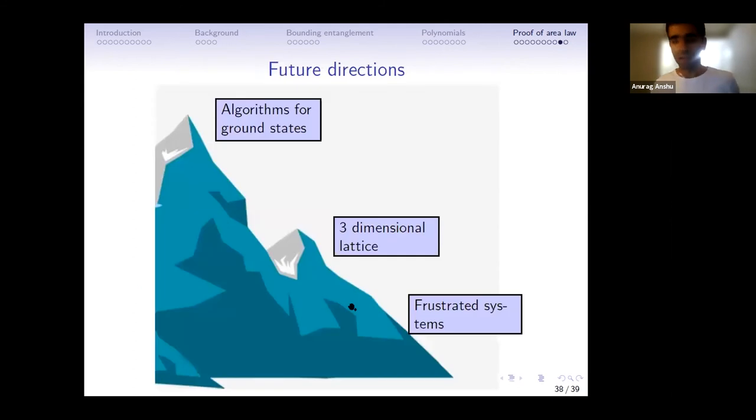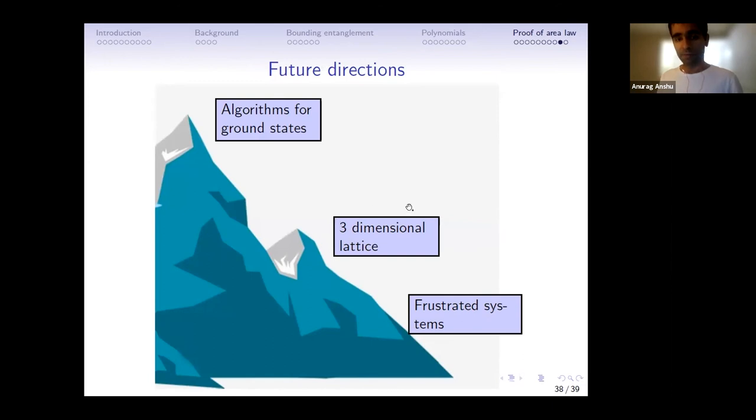So with this, I'm at the end of the talk fairly early. So a couple of questions for future direction. First, I guess the most important question is to remove the frustrated systems, which would really require us to, in fact, remove this local gap assumption that we had in our proof. Then there's a hope to be able to prove frustrated systems.